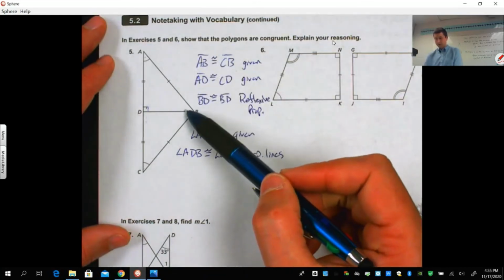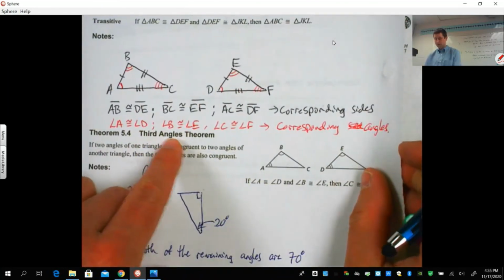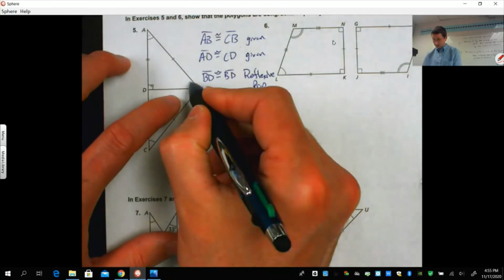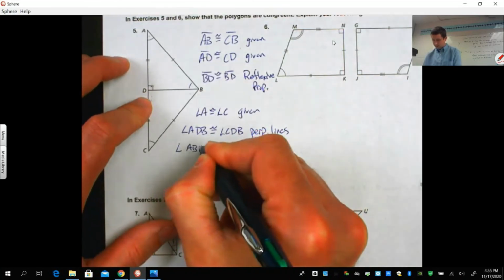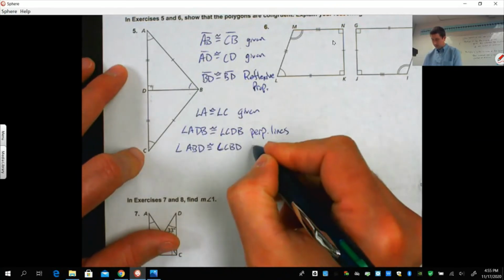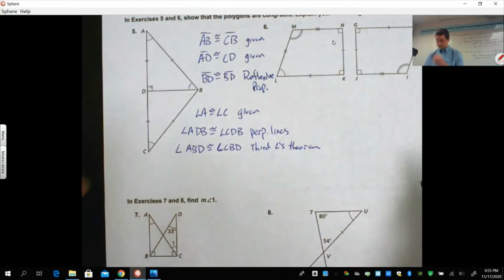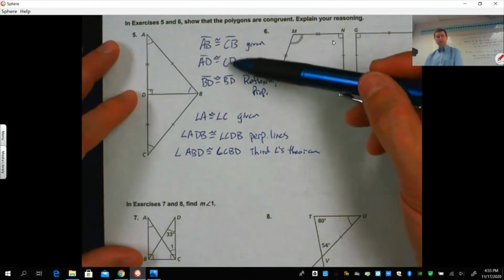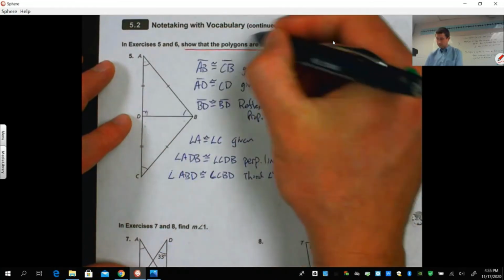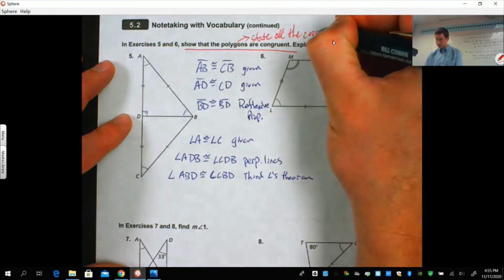We can assume that these two are equal because of the third angles theorem. Third angles theorem. If two angles of a triangle are congruent, the third ones have to be as well. So I'd say this is angle ABD has to be congruent to CBD, angle CBD, and that's the third angles theorem. So we've shown that the polygons are congruent by stating all their corresponding parts. Okay? So this instruction here, you have to state all the corresponding parts.